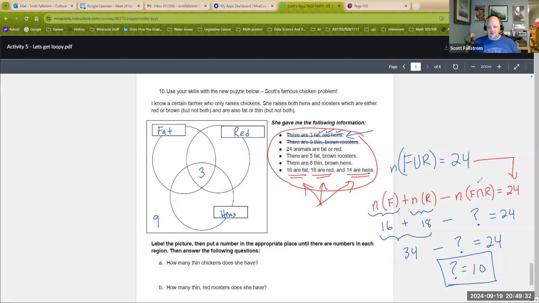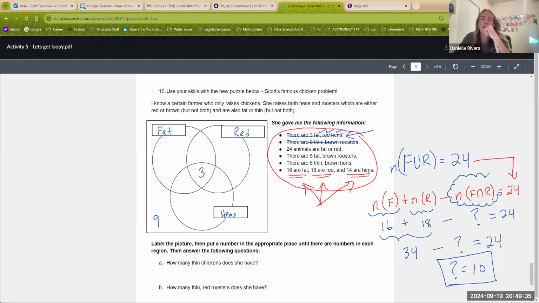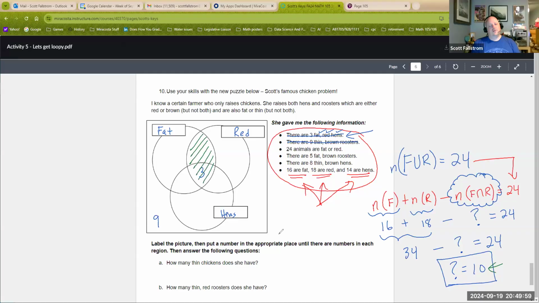But now go back. What did the question mark represent? Fat and red. Let's go back to our picture. Where are the fat and red chickens? That would be above the 3. Those would be fat and red roosters. Did this one say fat and red roosters or just fat and red? Just fat and red. So fat and red would be anything that is fat and red, because it doesn't specifically say.